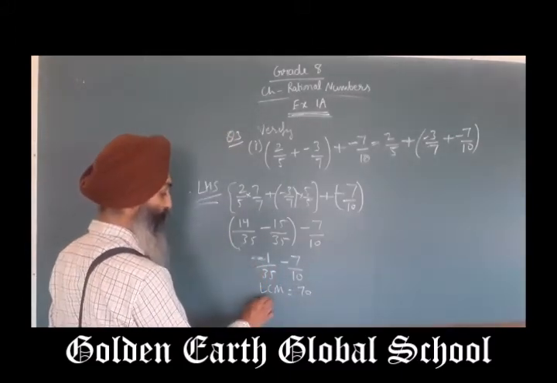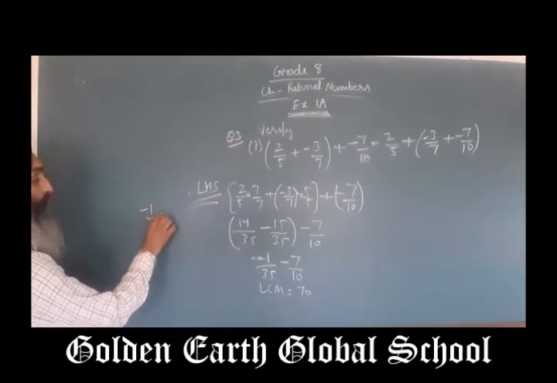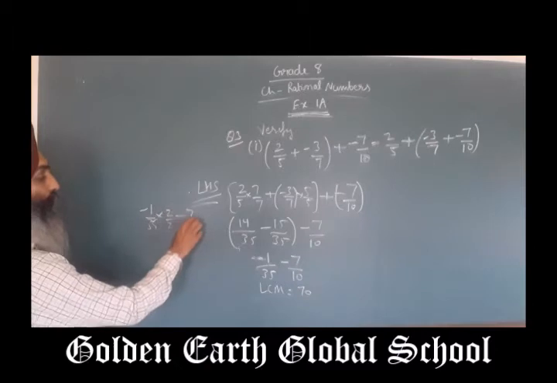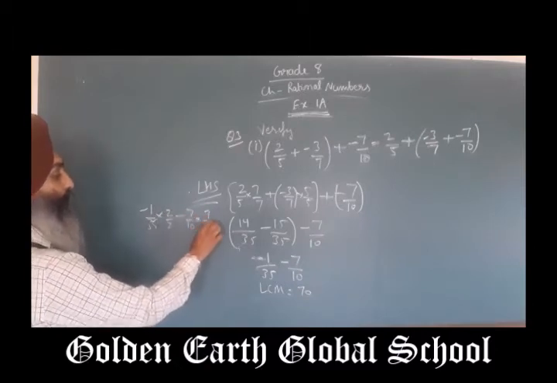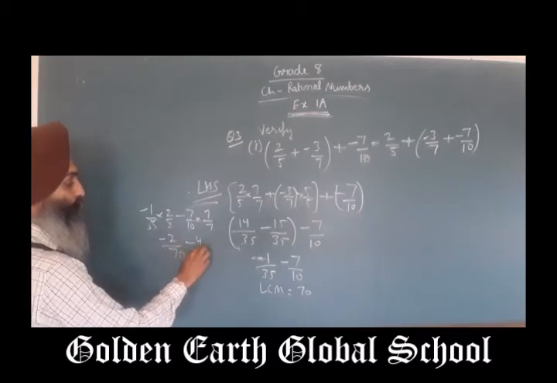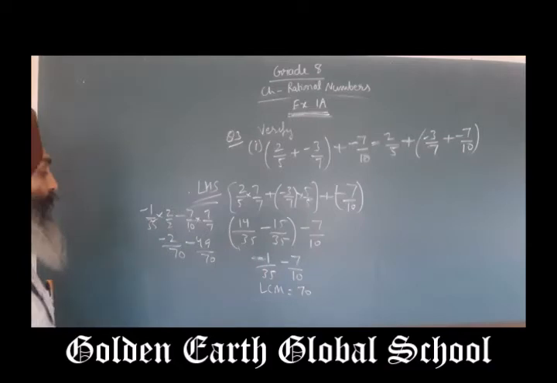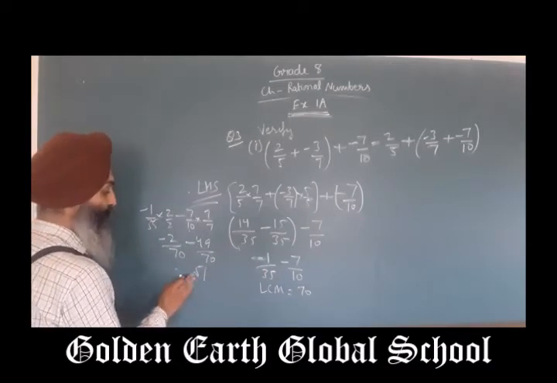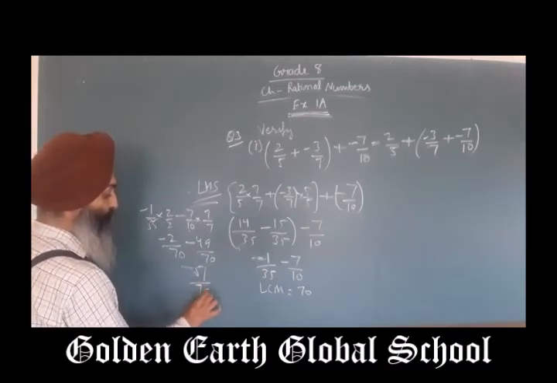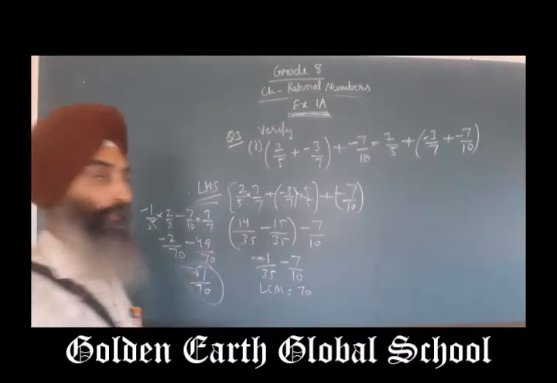How to make it 70? By multiplying 2. How to make it 70? By multiplying 7. You will get minus 2 upon 70 minus 49 upon 70. So both are negative. We will add. Answer is minus 51 upon 70. So this is the answer of your left hand side.